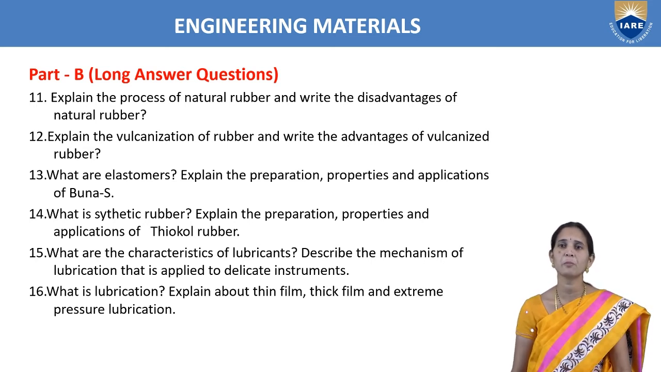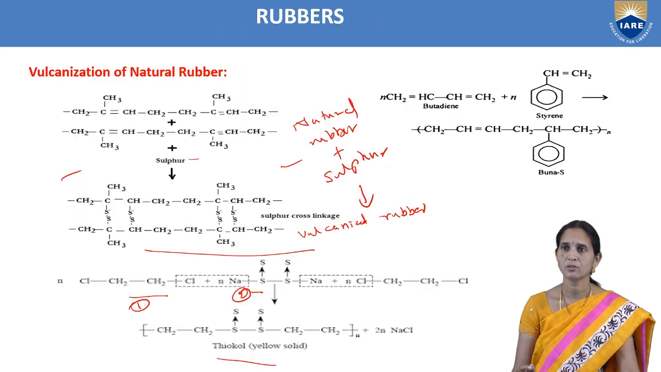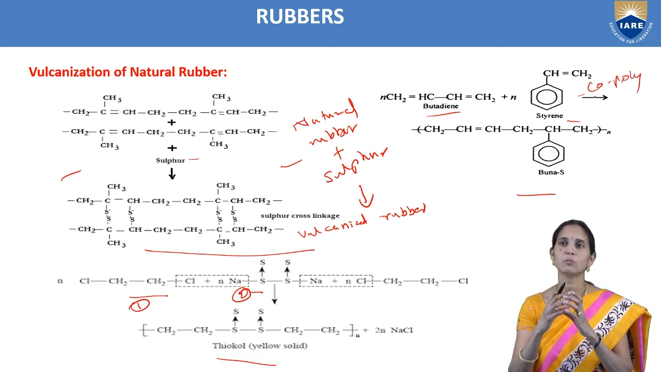Explain the preparation, properties and applications of Buna S. Elastomers are nothing but polymers which have the property of elasticity. We have to write that. Then the preparation, properties and applications of Buna S rubber. So we have to write Buna S rubber preparation. We are taking butadiene and styrene and going for copolymerization. We just have to join the two different monomers.